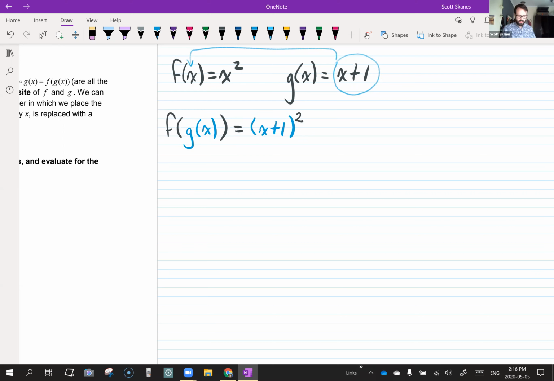And now I have a new function. If you want to, you can expand this. It doesn't usually help, but if you wanted to open the brackets, you can. It doesn't change the function though, it just changes the way it looks. Okay, and that's composite functions in a nutshell. That's one function put into the other function, and we make a new function out of it.